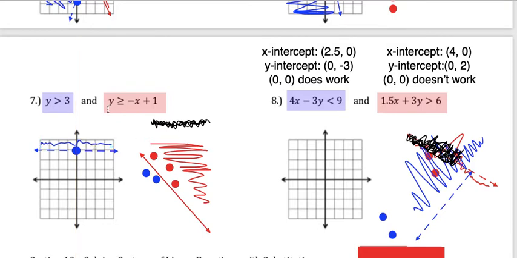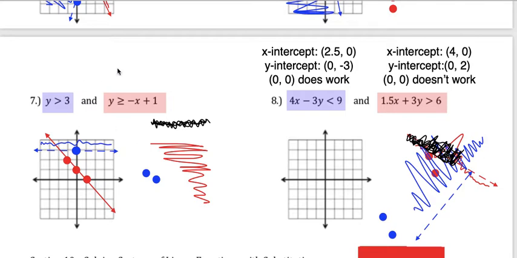And then our next inequality here is y is greater than or equal to -x plus 1. So our y-intercept is 1 and our slope is -1/1. So rise over run, we go right and fall, to create a negative slope, and a solid line for the greater than or equal to.